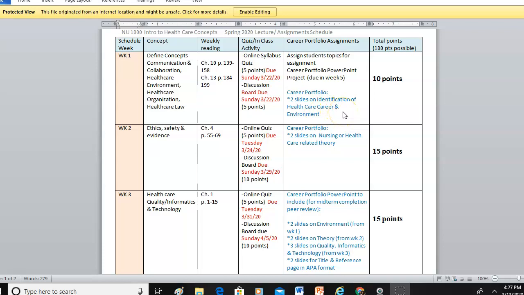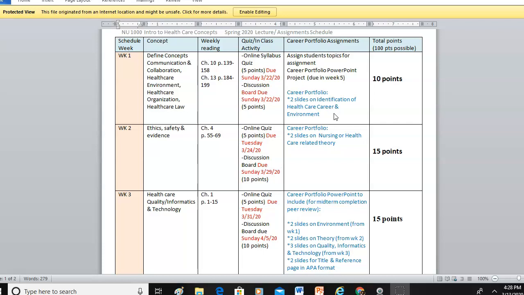And keep in mind, it must be in PowerPoint format. It cannot be a PDF. It cannot be a Word document. It has to be on PowerPoint. You're going to do 2 slides on identifying the healthcare career that you chose and the type of environment. So an example would be, I chose obstetrical nursing specialty, and my healthcare environment would be a labor and delivery unit in a hospital.